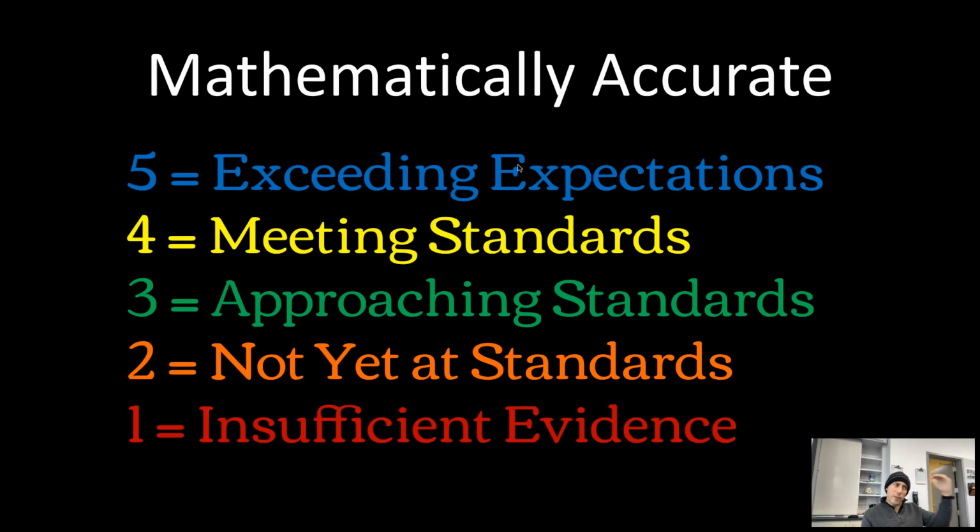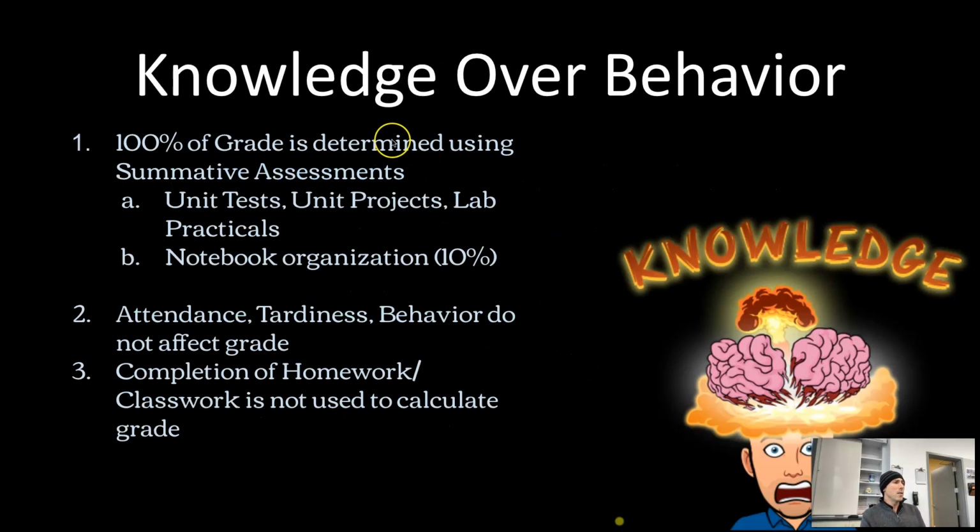So we score everything as a 5, 4, 3, 2, or 1. That means the percentages in Q will be all messed up, and we're going to ignore those, and I'll talk about that. Knowledge over behavior. So the things that get graded are different than things that are scored. I score notebooks. I'll score, did you do a lab or a reading assignment or something like that. That will go in there.